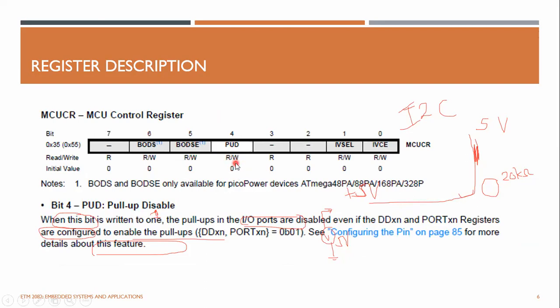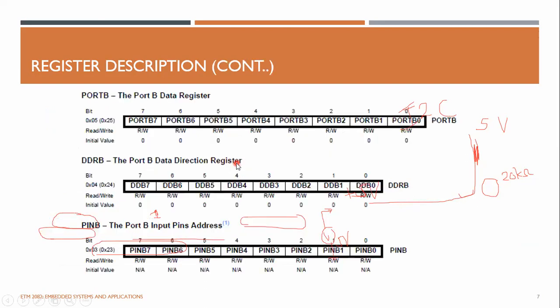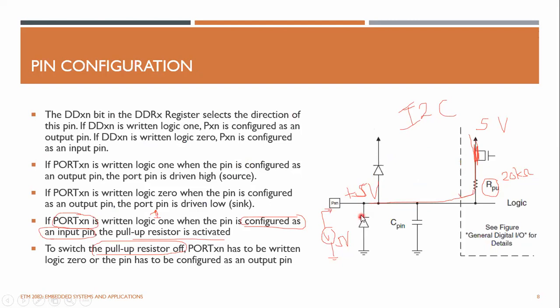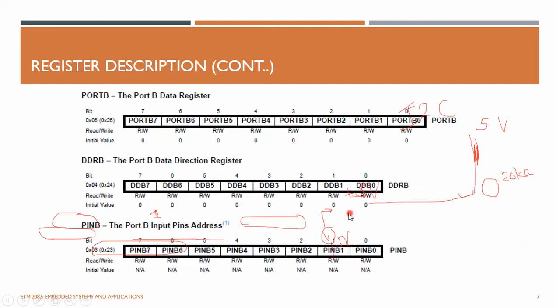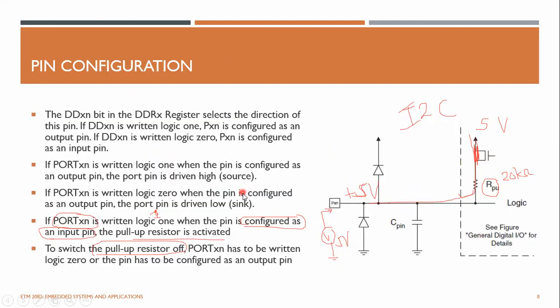Sometimes you need to have 1 or 2 pull-up resistors in some pins. So in that case, you can keep it as default 0. And if you want to disable this pull-up resistor, all you need to do is write logic 0. Earlier you wrote logic 1, now you write logic 0. And you have to configure this port as an output port. So then the pull-up will be disabled.